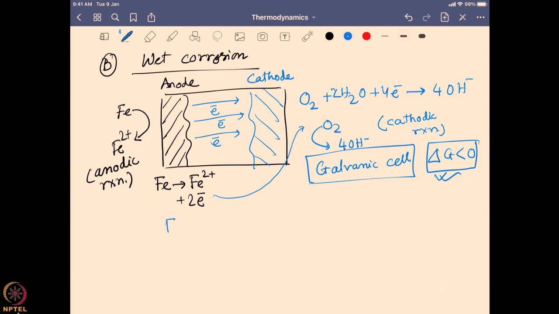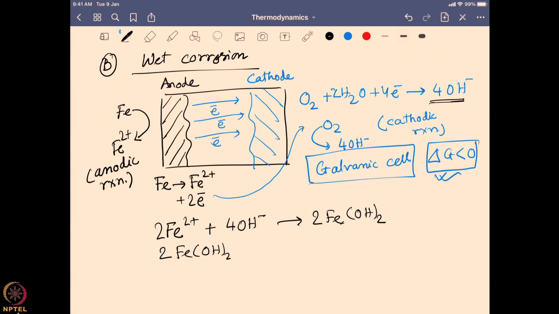And altogether, we are going to see the following reaction. So iron 2 plus is reacting with 4 OH minus that is created during this reaction and going to form iron hydroxide, where iron is in the plus 2 oxidation state. Now iron in the plus 2 oxidation state, when it is forming hydroxide, is very much vulnerable to further oxidation. And in the presence of water, it creates nothing but rust.